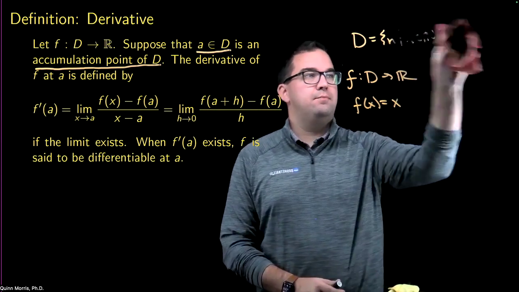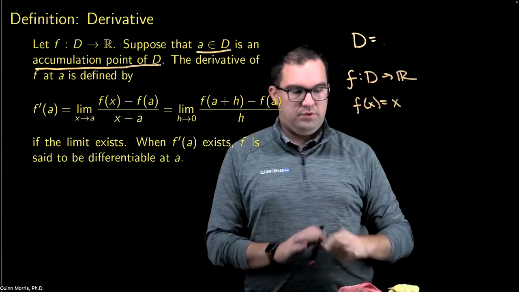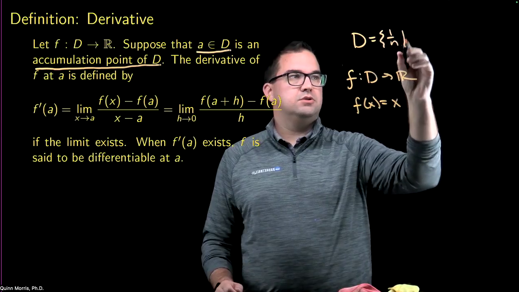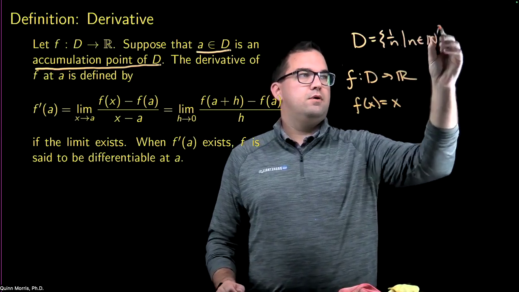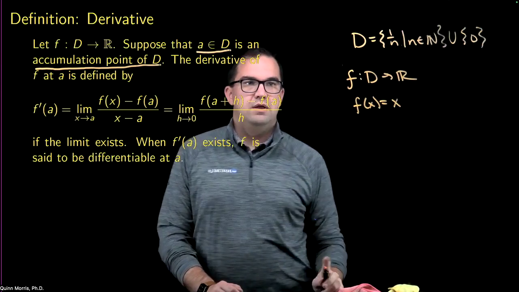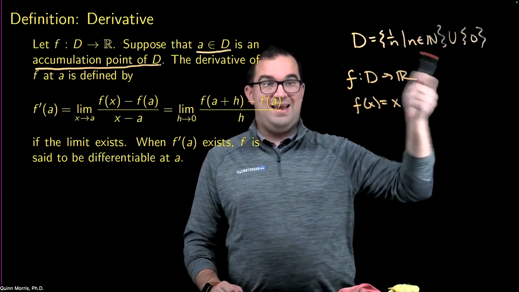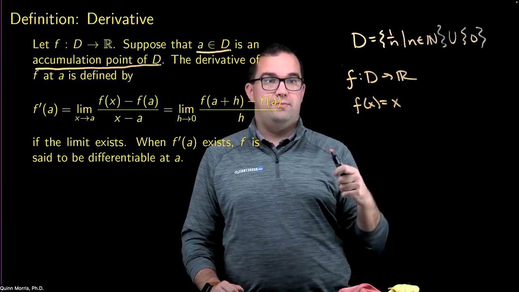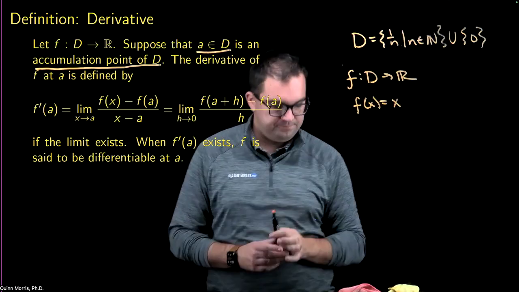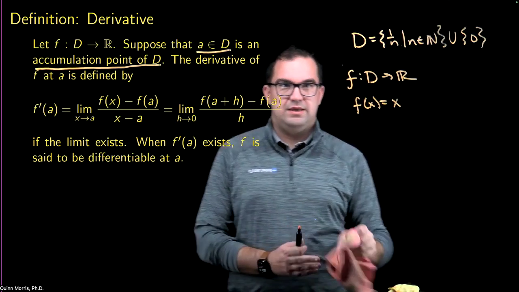So you could, for example, talk about the derivative if your domain was, back to this example, but let's say we unioned on the point 0. Now 0 is in your domain and it is an accumulation point of your domain. So you could actually talk about the derivative of this function. So that's the first thing we want to note.